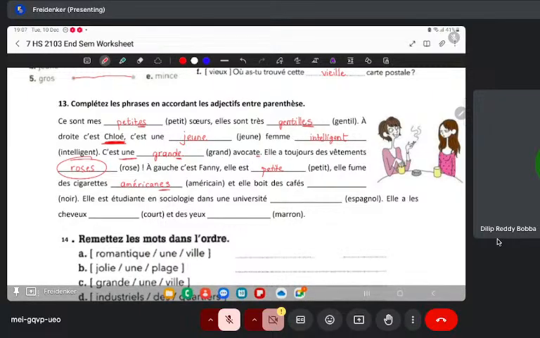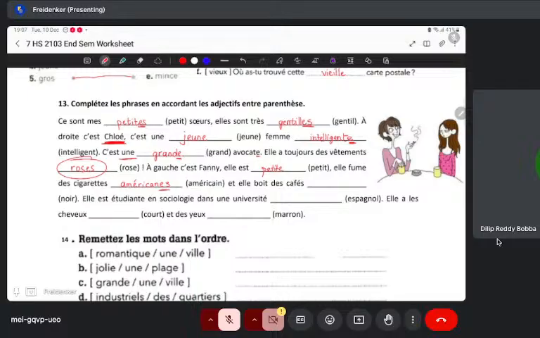Oh, wait, I didn't write an extra E here. My goodness. So here you'll get an E because femme, right? Feminine. So c'est une jeune femme intelligente. C'est une grande avocate. Elle a toujours des vêtements roses because plural, no? Clothes are plural, so rose will also take plural. This is the exception to the exception. Because rose is not supposed to change, but then it's changing. Why? Because exception to exception.